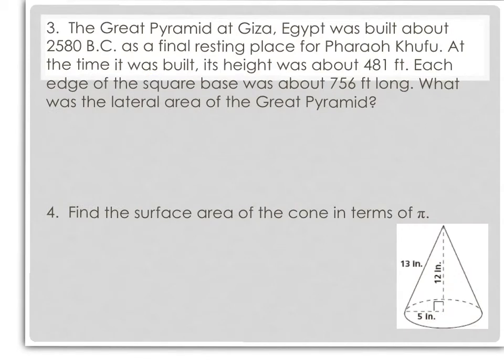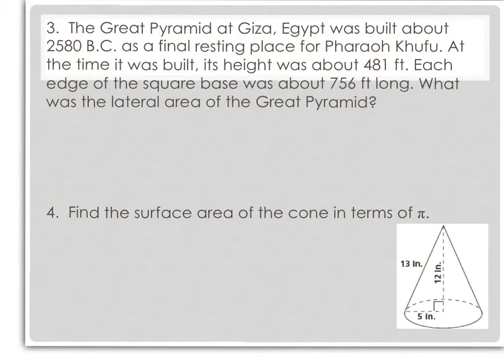Number 3 says the Great Pyramid at Giza, Egypt, was built about 2580 BC as a final resting place for Pharaoh Khufu. At the time it was built, its height was about 481 feet. Each edge of the square base was about 756 feet long. What was the lateral area of the Great Pyramid?